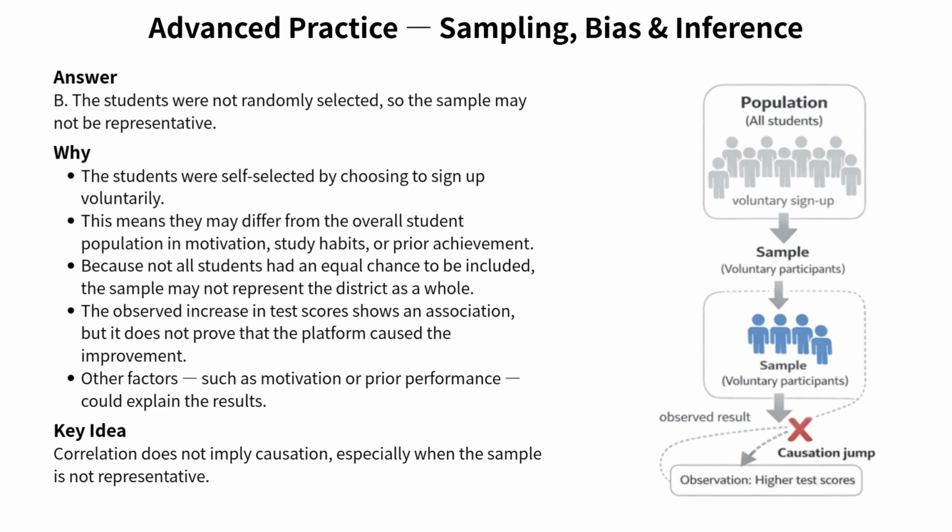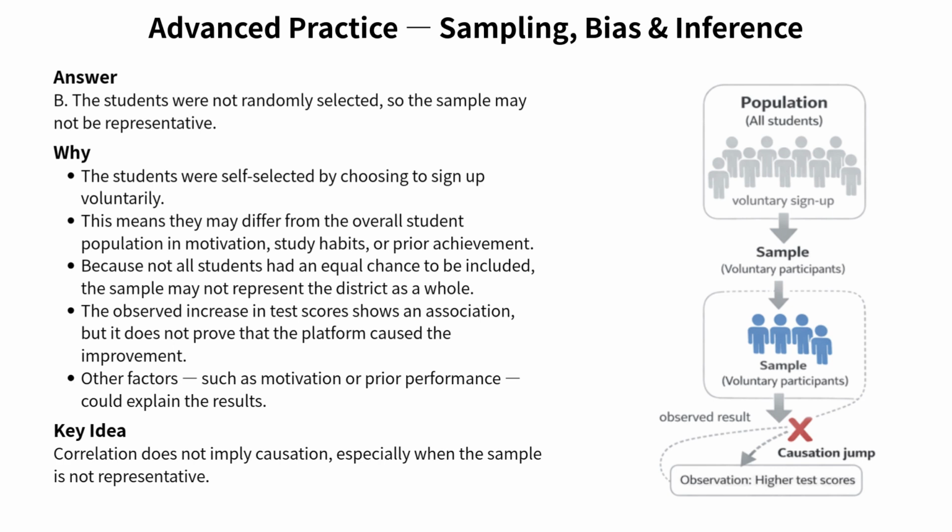Follow the arrows down in the diagram. The sample, shown in blue, consists only of these voluntary participants. Because of this, not every student in the district had an equal chance to be included. As a result, the sample may not represent the full student population. Now look at the bottom of the diagram. The observed result shows higher test scores among participants. At first glance, this might seem to prove that the platform works.